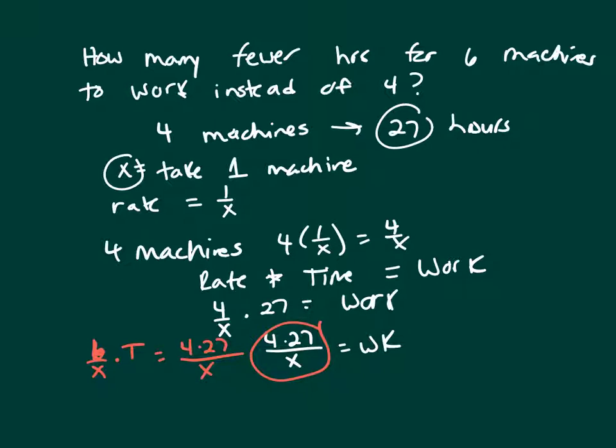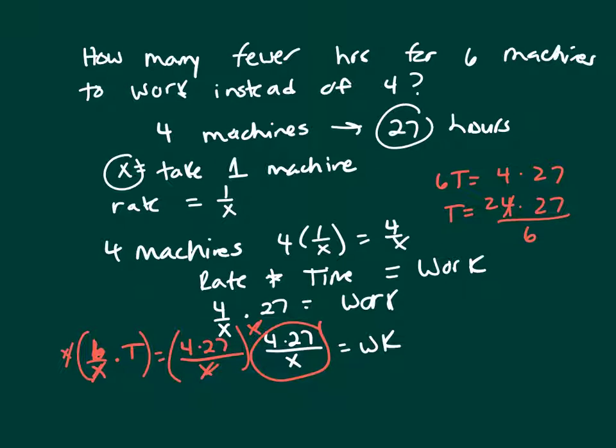So let's solve for T. If I solve for T, it's how long it takes 6 machines to do the job. Well, let's multiply both sides by X first. If you multiply both sides by X, those X's cancel. I'm running out of room. And that leaves me 6T on the left equals 4 times 27. So that's time equals 4 times 27 divided by 6.